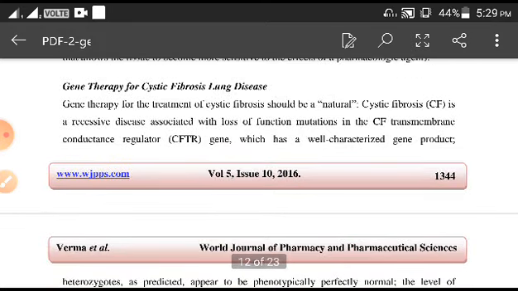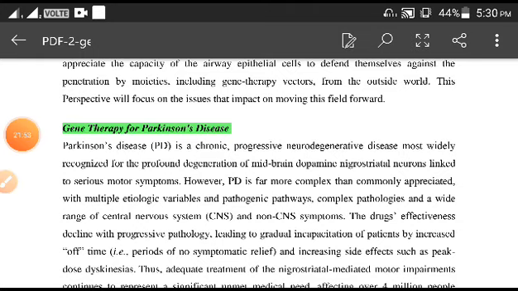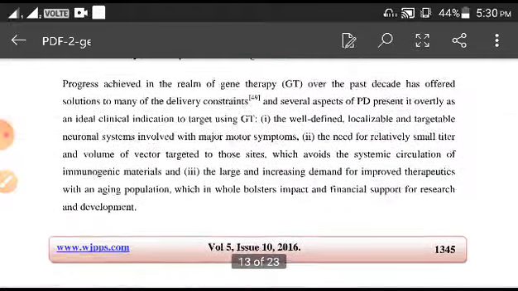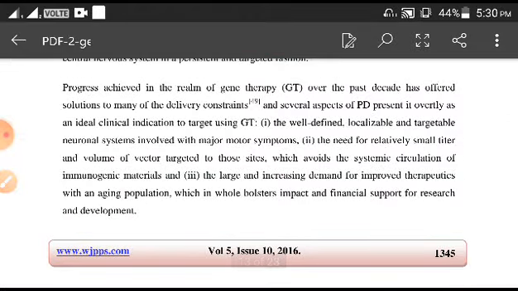Gene therapy for cystic fibrosis lung diseases. Already I have discussed cystic fibrosis. Next is Parkinson disease. In Parkinson disease, you can see that progress achieved in the realm of gene therapy over the past decade has offered solutions to many of the delivery constraints, and several aspects of PD present as an ideal clinical indication to target using GT.